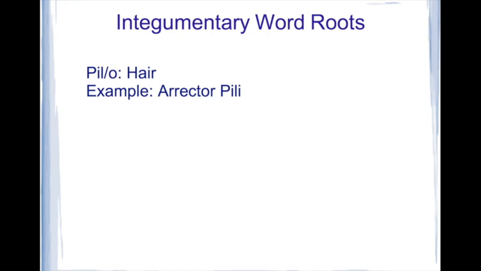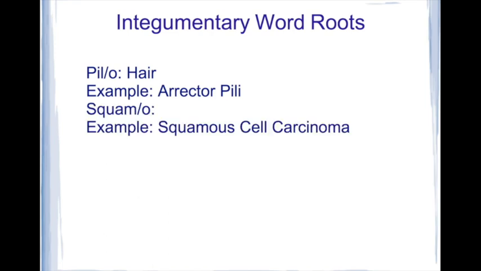It doesn't really work that well on humans because we don't have as much hair or fur as animals. But when animals are cold, their erector pili stand their hair up and trap heat between the skin and the fur, and that creates a kind of blanket to keep them warm. And now you know. Squamo, like squamous cell carcinoma.